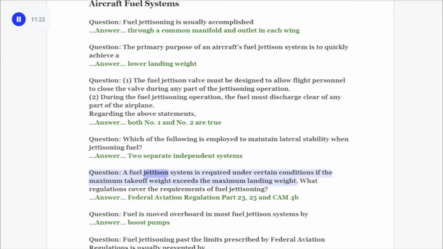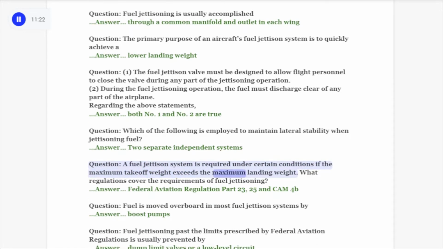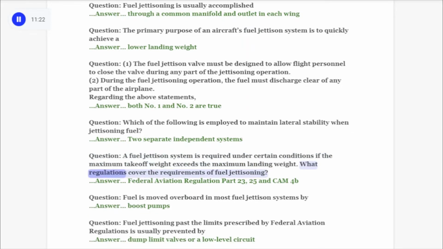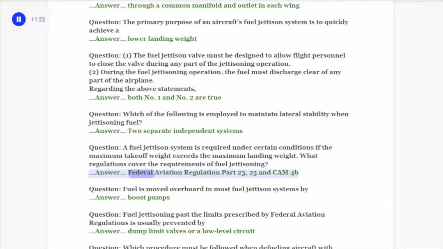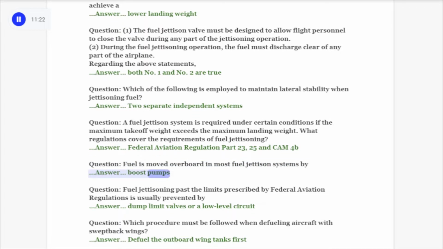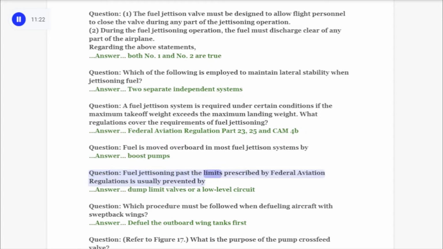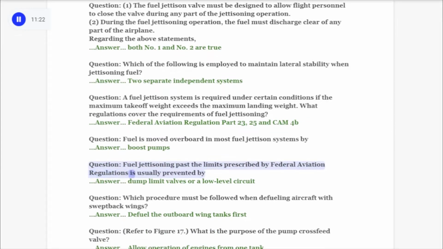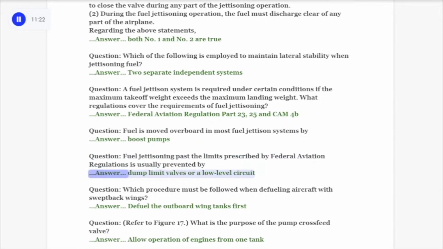Question: a fuel jettison system is required under certain conditions if the maximum takeoff weight exceeds the maximum landing weight. What regulations cover the requirements of fuel jettisoning? Answer: Federal Aviation Regulation Part 23, 25 and CAM 4B. Question: fuel is moved overboard in most fuel jettison systems by. Answer: boost pumps. Question: fuel jettisoning past the limits prescribed by federal aviation regulations is usually prevented by. Answer: dump limit valves or a low-level circuit.